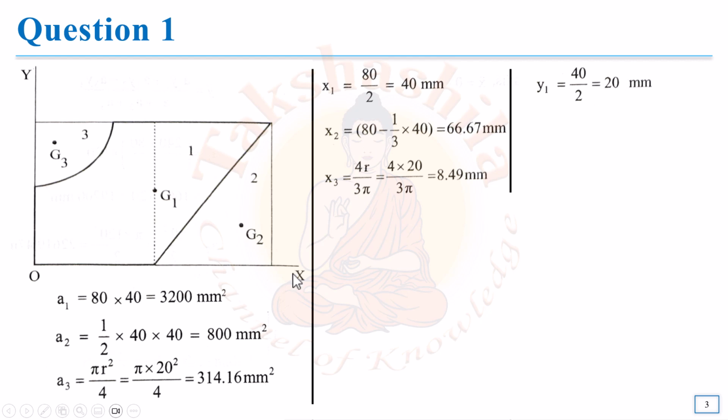So what will be y2 then? y2 will be the vertical distance from my reference x-axis to the centroid of my triangle, that is this vertical distance.